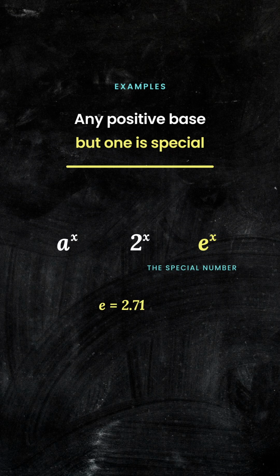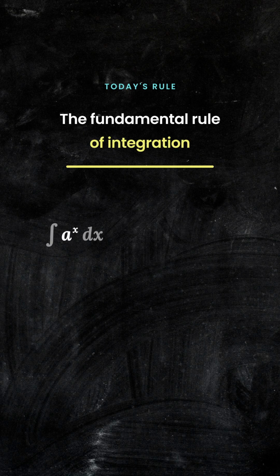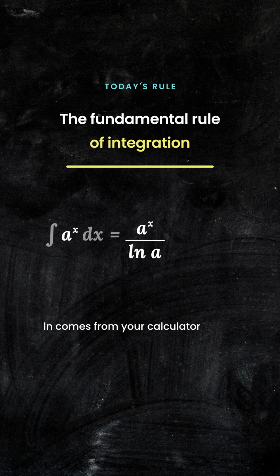Let's go to the fundamental rule we're learning today, the integration of the exponential function. For this exponential function, a to the power of x, we take the function as it is and divide by ln of the base, which is the constant number here. ln of the base we can get with the calculator, and we say plus the constant c.